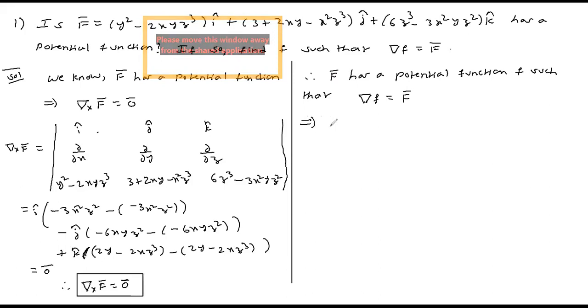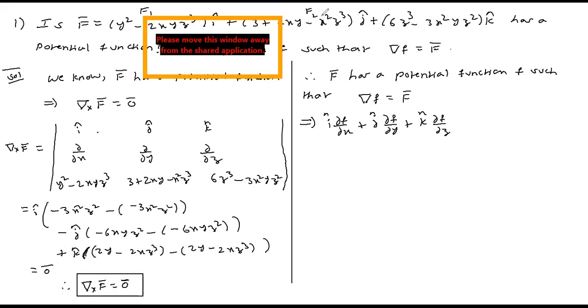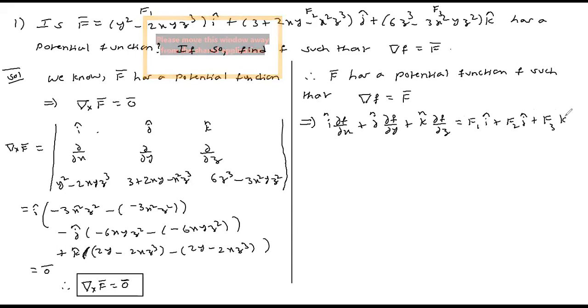But what do you mean by del f? i dou f by dou x plus j dou f by dou y plus k dou f by dou z must be equal to f bar. Let me call the first component f1, second component of f bar is f2, third component of f bar is f3. So this has to be equal to f1 i bar plus f2 j bar plus f3 k bar. And we know two vectors are equal if and only if the corresponding components are equal. Therefore, equate the corresponding components.